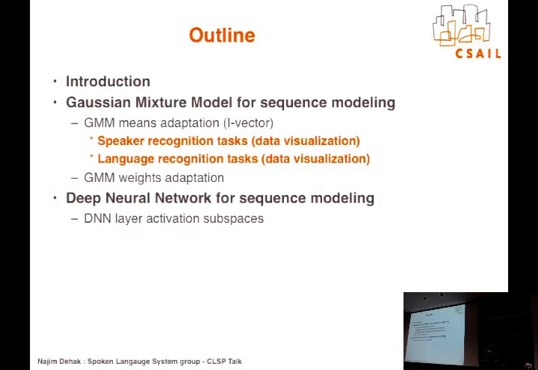So now, this is how we did the GMM weights. I'm not going to give you any results, as there are a lot of references and papers that you can refer to. But here I will tell you how I use this subspace technique for GMM weights to model the DNN's activations, which is actually my latest work.